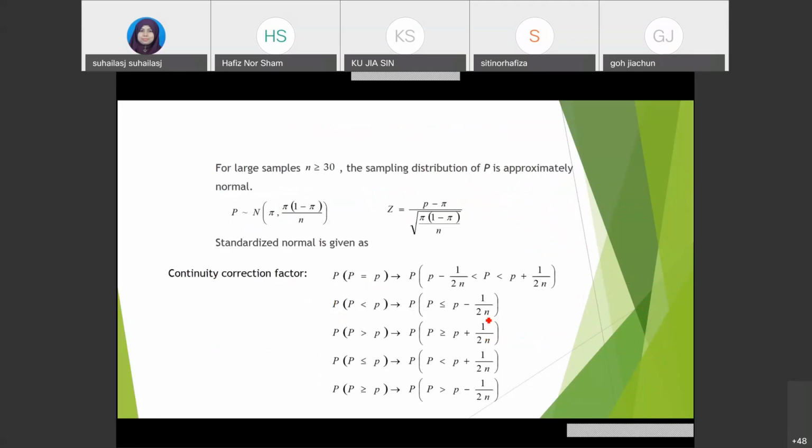Okay, so again, for large sample that we mentioned earlier, n greater than or equal to 30, the sampling distribution of P will be approximately normal. So we will write down here: normally distributed, mean pi, variance pi (1 minus pi) over n. So this is when we standardize: Z is equal to P minus pi over the square root of its variance. It is the same process, we standardize, we have P minus pi over the square root of pi (1 minus pi) over n.